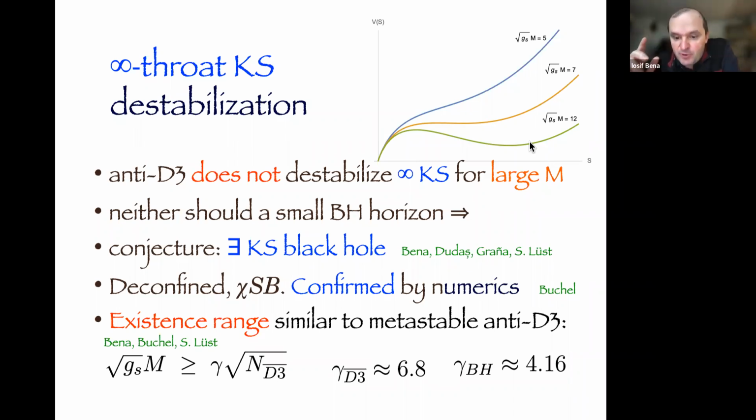And I'll show you that there may be a problem with this throat. But let me keep on. So the point is, when this number is large enough, then everything seems to be hunky-dory, at least from the perspective of this throat stabilization.